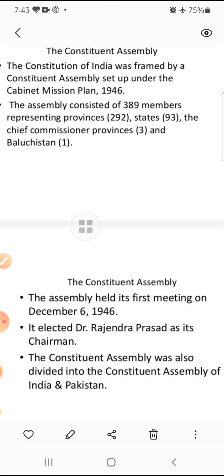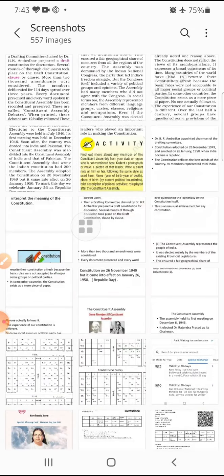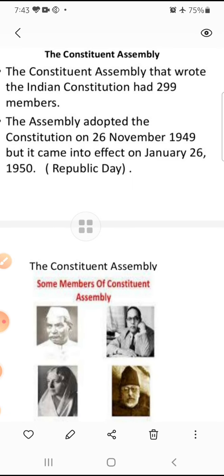It is the pre-picture of when India got independence, that had happened. Afterwards, the Constituent Assembly wrote the Indian Constitution with 299 members, and the Assembly adopted the Constitution on 26 November 1949, but it came into effect on January 26, 1950, Republic Day. And these were the assembly members, and you see in the book also they have been given.